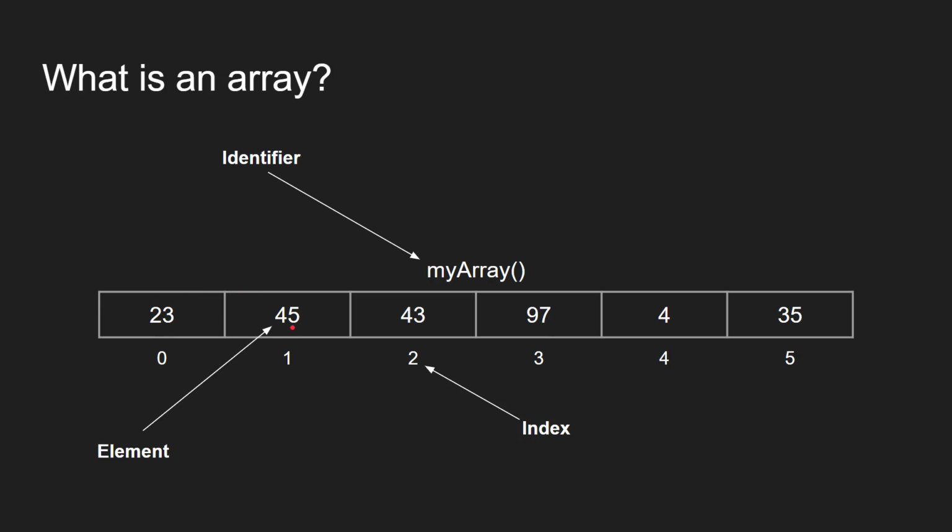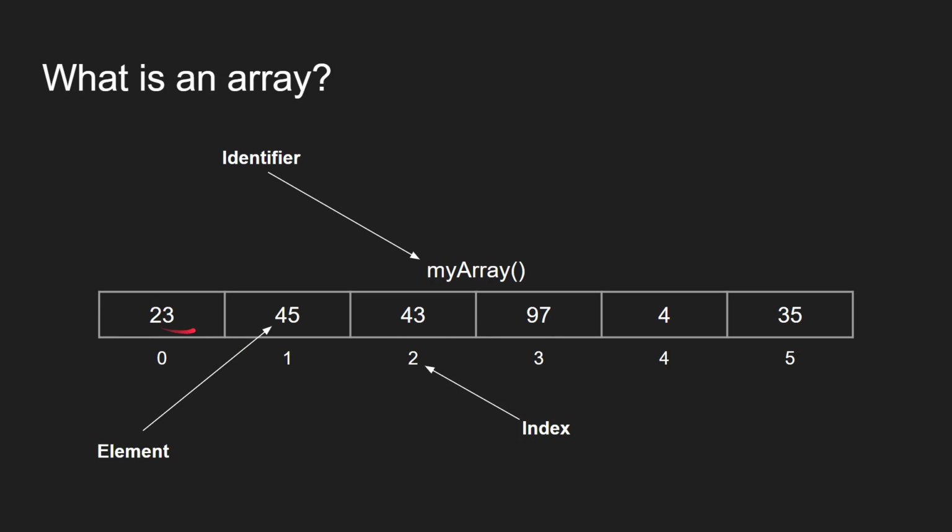Now, the thing with arrays, as opposed to lists in Python, is that an array can only hold data of one data type. So here you can clearly see I've got integers, whole numbers, and that is the only data type that can be held in here.